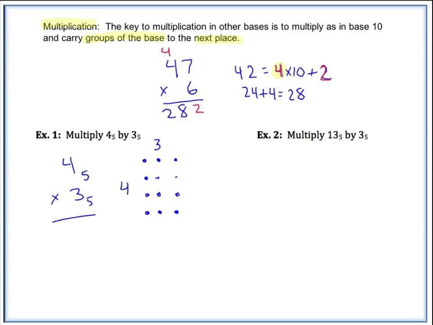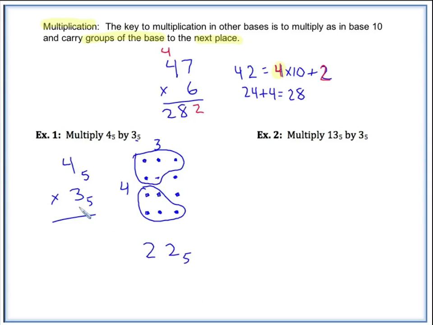Now, the way this can help us is if we're in other bases, all we have to do is look for groups of that base 5. So we just want to circle here 5 of these 1s, so there's a group of 5, and here's a group of 5, and you can see that there are 2 left over. So the question is really, how many groups of 5 do we have? 2. And how many left over? 2. So this would be 2 base 5.